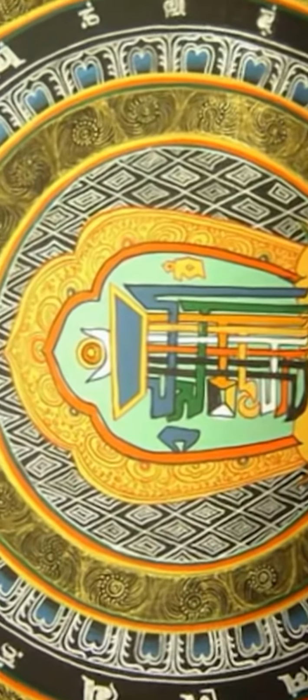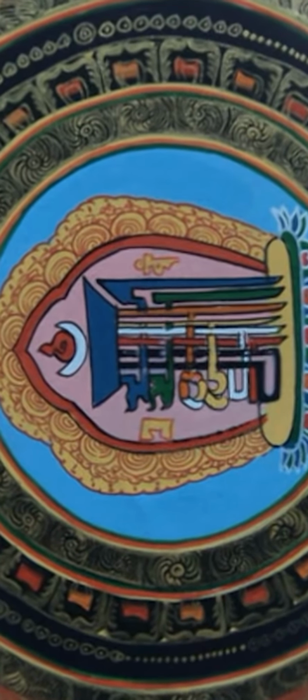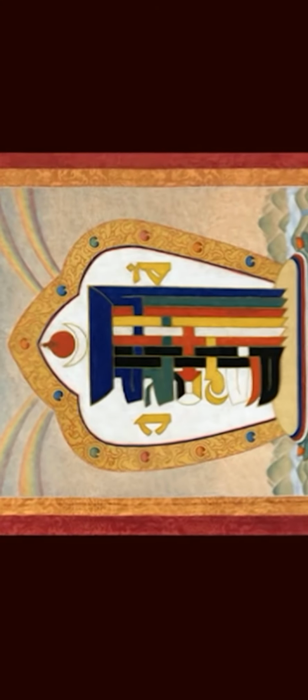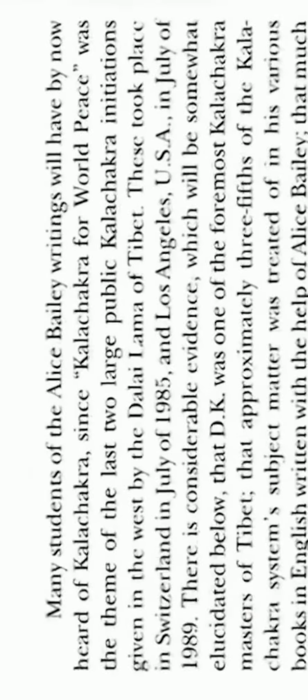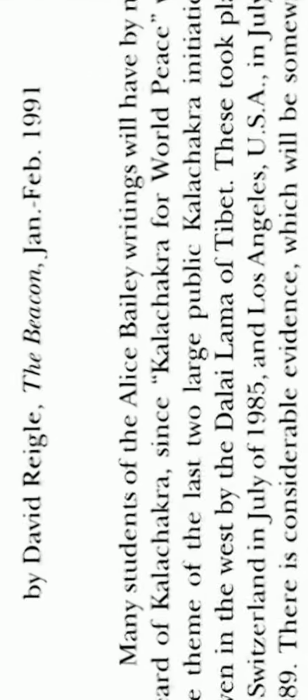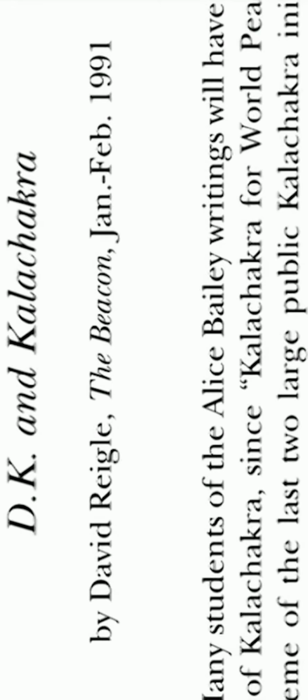Could a foreknowledge that this would happen be the reason why DK regarded the teaching on Shambhala to be so important? Evidence that the Tibetan master DK would have been a Kalachakra master in Tibet was provided in an article published in 1991 in The Beacon. The very fact that DK gave teachings on Shambhala demonstrates his connection with Kalachakra, since Kalachakra is the teaching of Shambhala.